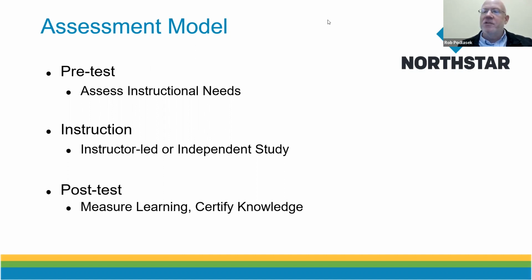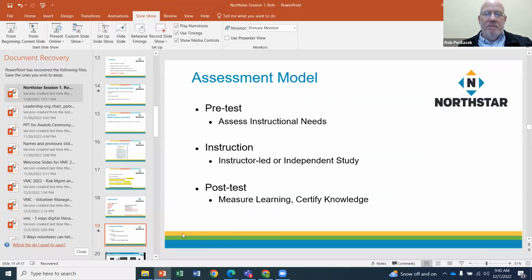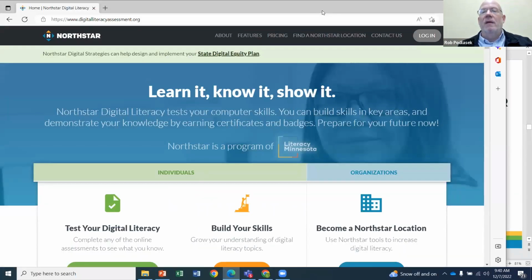So I know you'd love to listen to me talk for another 10 minutes, but I think it's more valuable to have you just go out and get into one of the assessments. So what I'm going to do is go to the Northstar website, which is digitalliteracyassessment.org. And this is our public website. And the assessments are available to anybody. You don't have to have a subscription in order to take an assessment. And so that's why 6.5 million people have taken them, because they can just go to our website and take an assessment. So here's the main page.